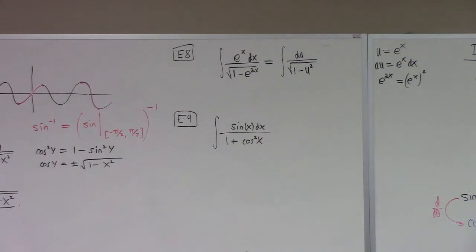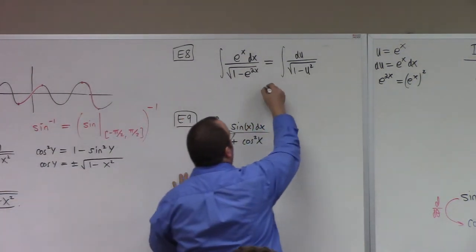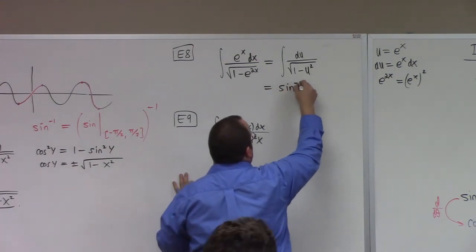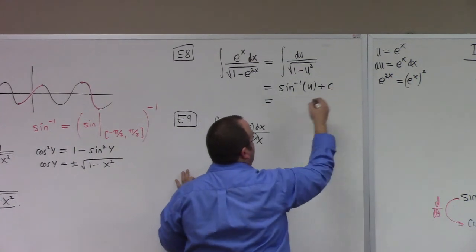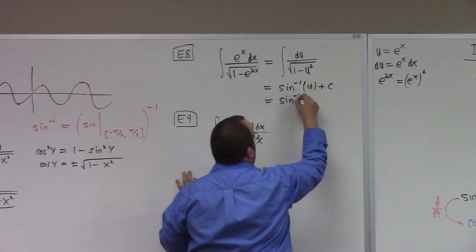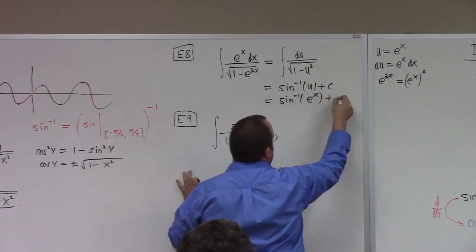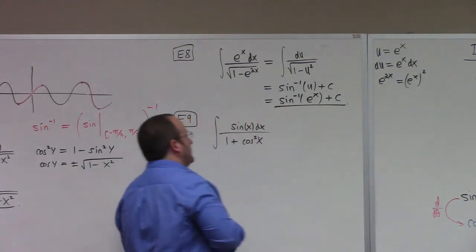Look at that. Working backwards, right, is what we do. So this is inverse sine of u plus a constant. And then, of course, unsubstituting, inverse sine of e to the x plus a constant. There we go.